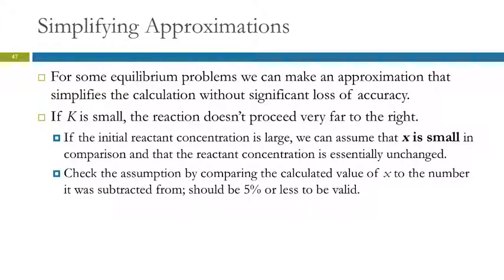So let's talk about simplifying approximations. Sometimes we can make an approximation that makes the problem much easier to solve and doesn't really affect the accuracy of the result. If K is very small, that means the reaction does not proceed very far to the right. And when the initial reactant concentrations are significant, we can assume that x is small in comparison and that subtracting x from the initial concentration doesn't really make much difference.